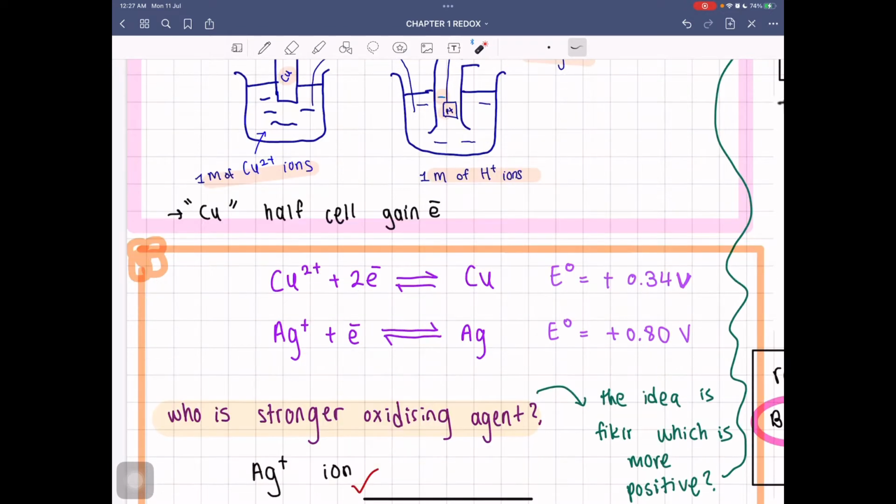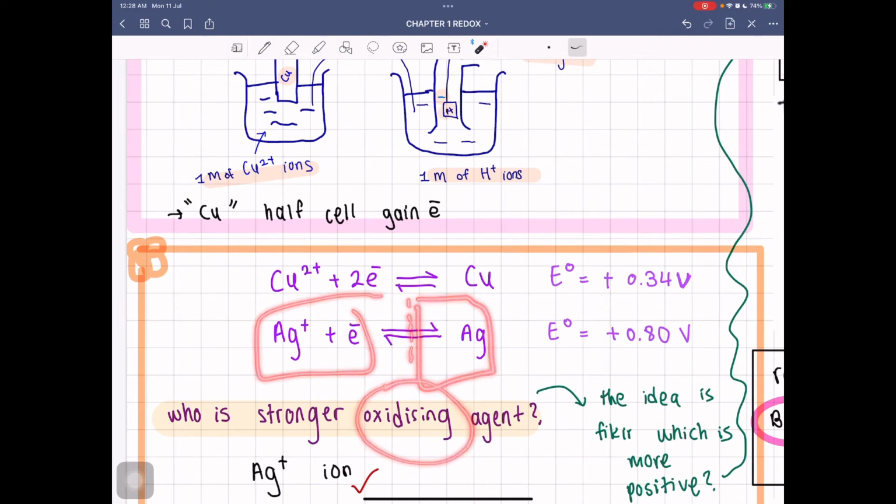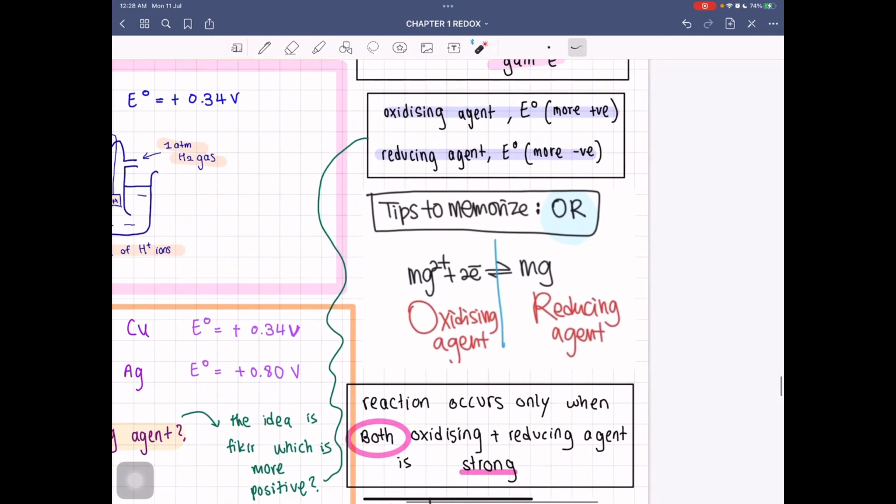Now the question that might occur to you is, hey Rania, how would you know whether to choose the silver ion or the silver metal? The answer is, when they ask for an oxidizing agent, you have to split it into two. If they ask for a reducing agent, you look at the right side, but if they ask for the oxidizing agent, it's the left side. And how to memorize this? You view it like the word OR. So the left side is the oxidizing agent and the right side is the reducing agent.